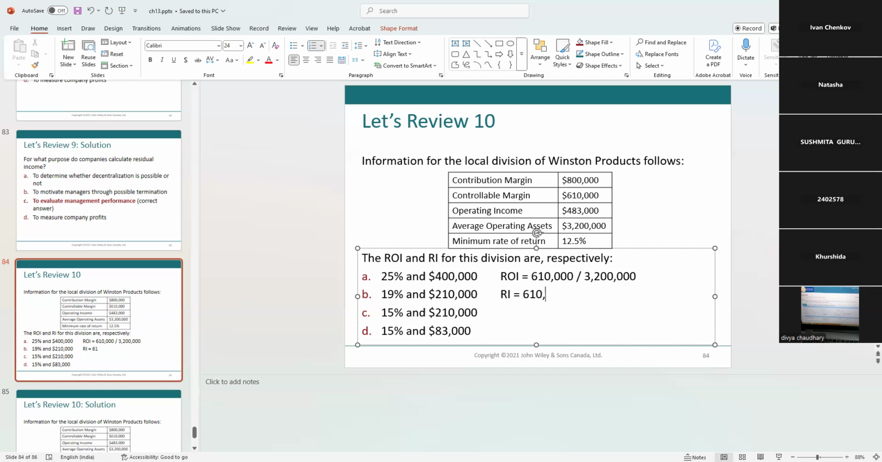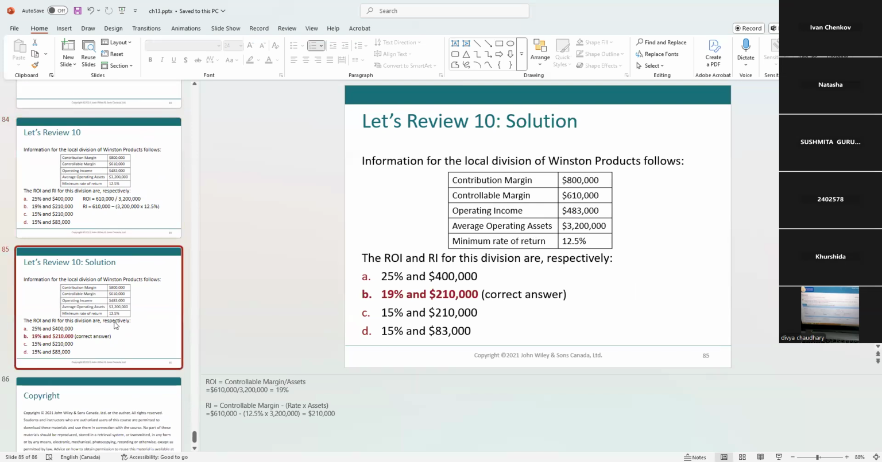Residual income will be equal to 610 minus what they want, which is 3,200,000 times 12.5%. All right, 210. Once you get those two, you're going to see what's happening. B. So the first one is 19% and the second answer is 210. And since we have 19 only once, obviously which one it will be, right? Okay, so that will be the correct answer.